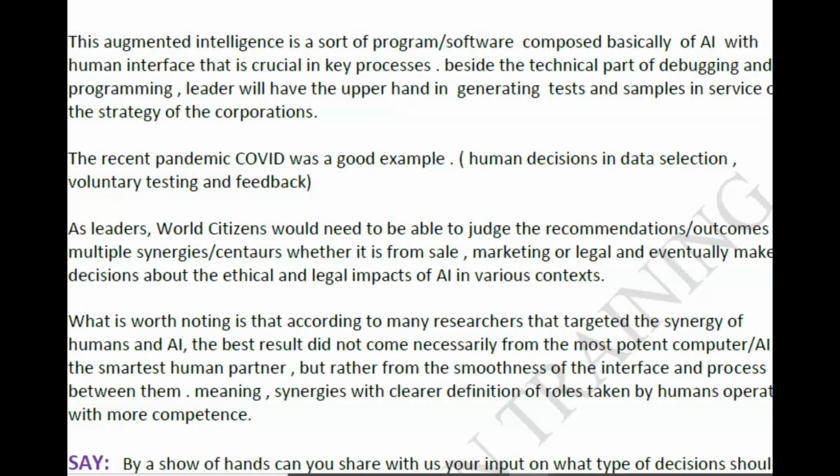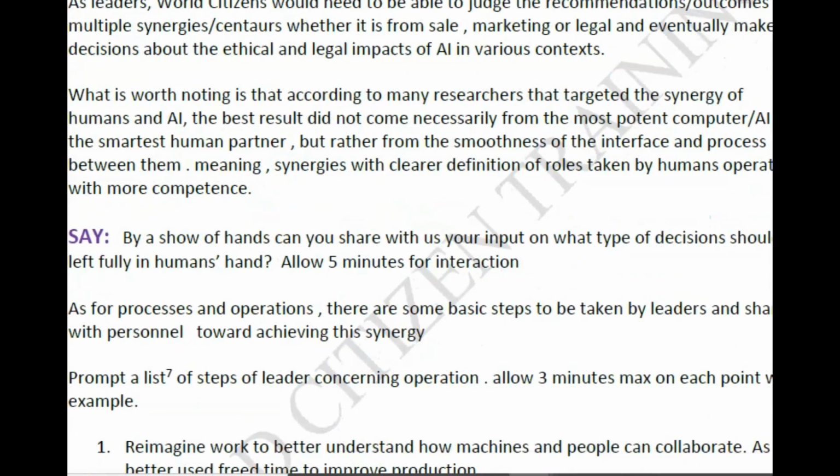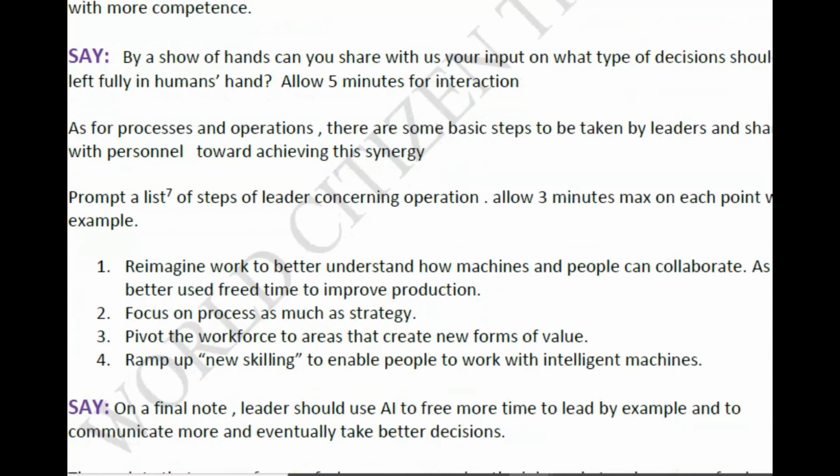So many breakthroughs by researchers didn't come mostly from the smartest human partners combined with AI, but mostly from the interface between them. So there's this sort of camaraderie, this interconnectedness that we've talked about in previous lessons that is actually really critical to being able to leverage AI in an appropriate way. We hope that from a world citizen point of view that this synergy between AI and human wisdom can help us solve problems like poverty, food and water famine, those kind of things.